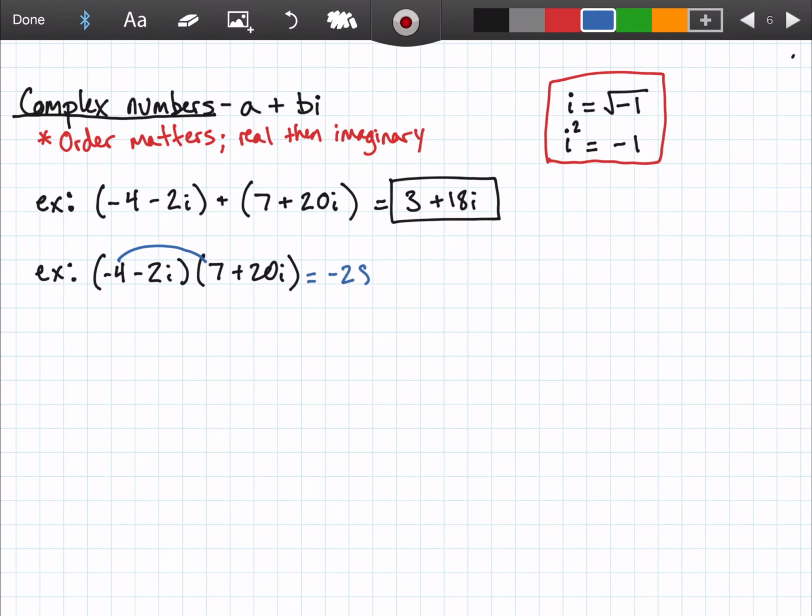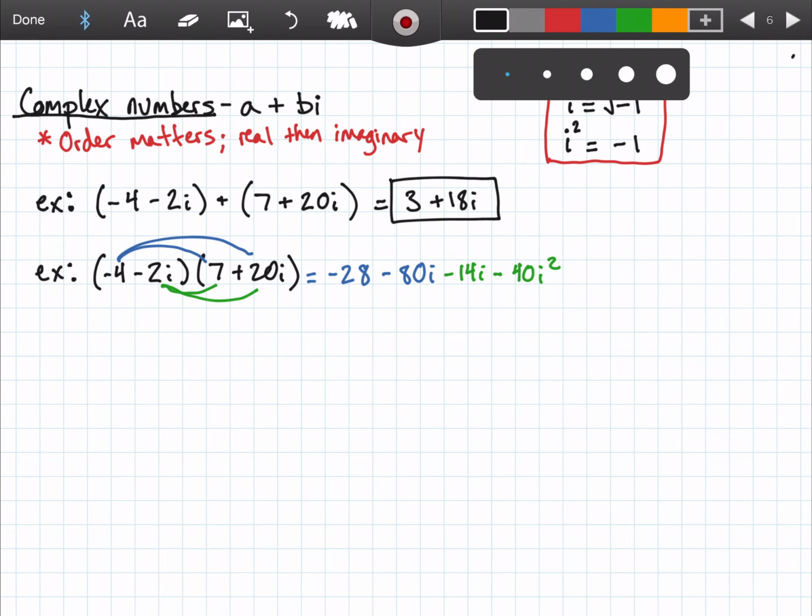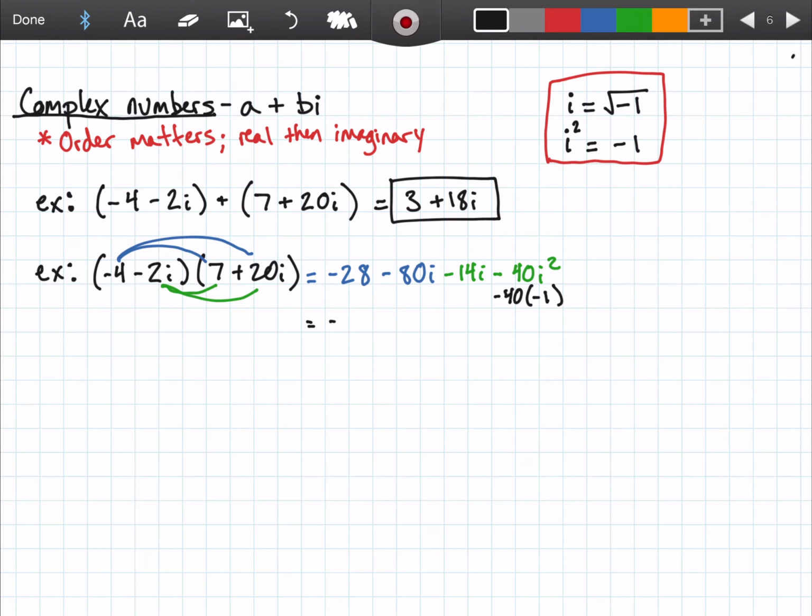-4 times 7 is -28. -4 times 20i is -80i. -2 times 7 is -14i. -2i times 20i is -40i squared. Whoa, now wait a minute. i squared, I know is -1. So this is like -40 times -1. Oh my goodness. Look at that. All it did was switch signs. Plus 40. Hey, look, more like terms.